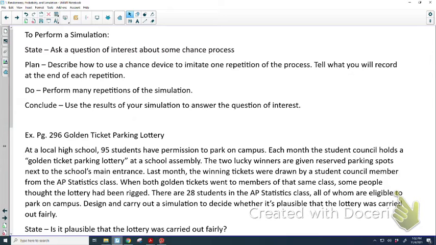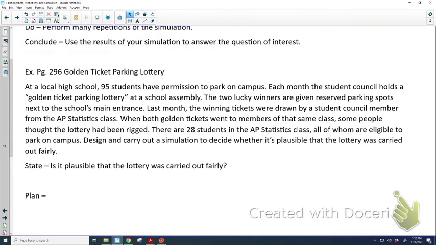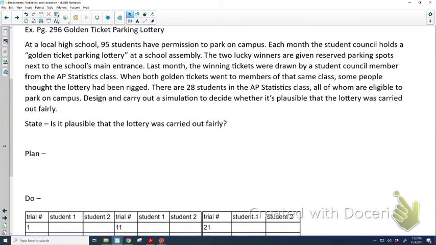The plan step, we're going to describe what we're about to do, how we're going to conduct the simulation. The do step, obviously, we're actually going to do it. And then we got to say something about it. Conclusion. We'll say whether or not we expect that, for example, this golden ticket parking lottery happened in reality. So maybe hit pause and read through that and think about it and hit play.